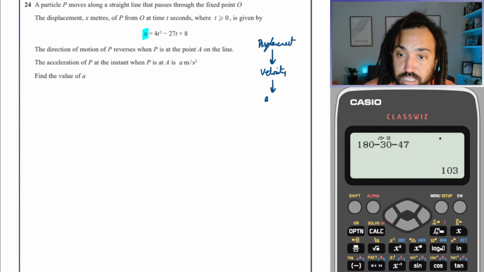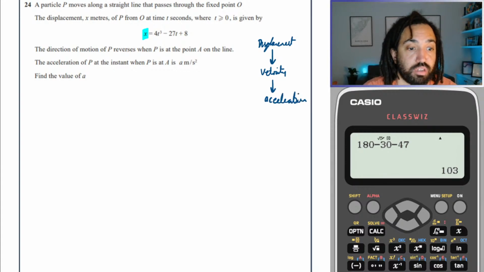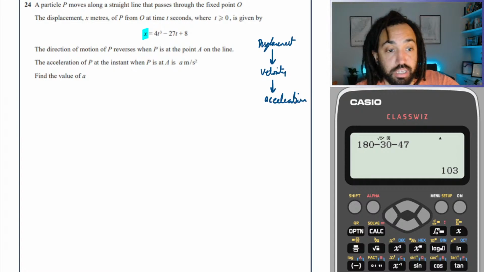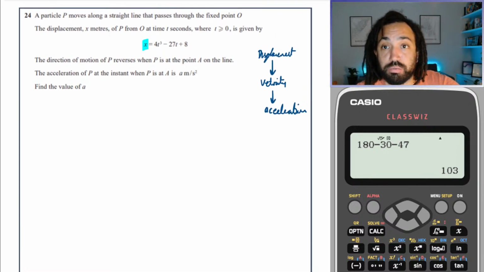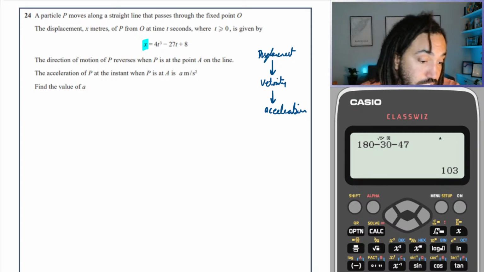So that gives you the acceleration. Okay. So this is, I don't even know where this question is from, to be honest. I've just found it in one of my notebooks, because a lot of people ask me for differentiation.